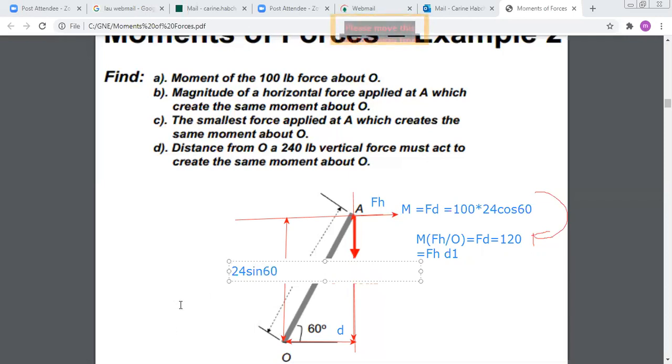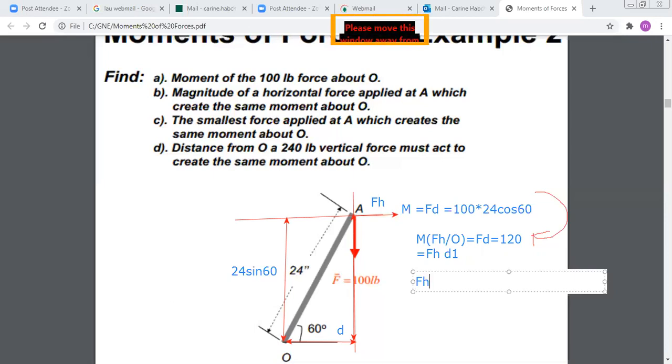So now I can deduce that FH is equal to 120 over D1, and I replace D1 by 24 sine 60. In this way, I have found the horizontal force required to produce the same moment about O. Any question on this?